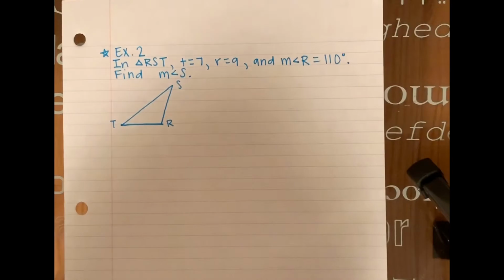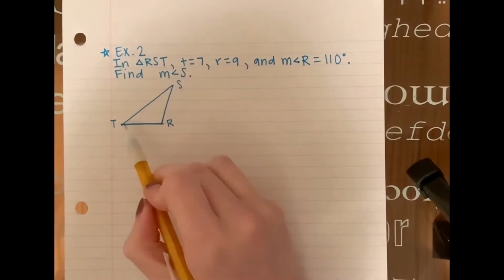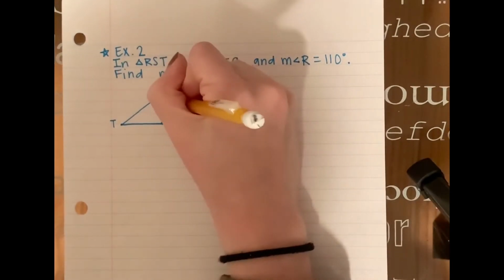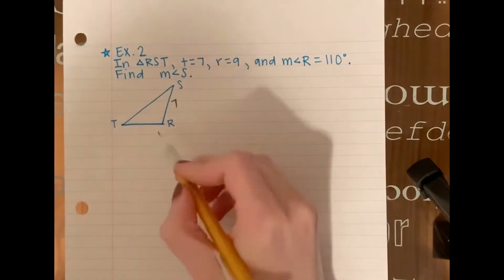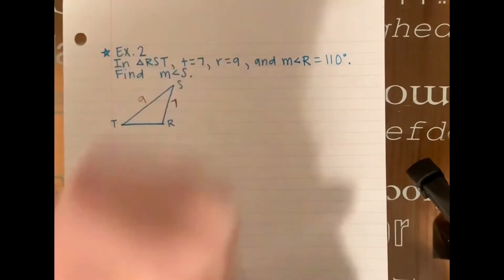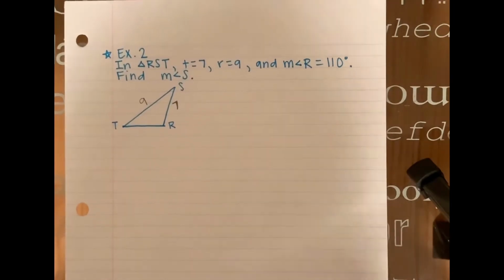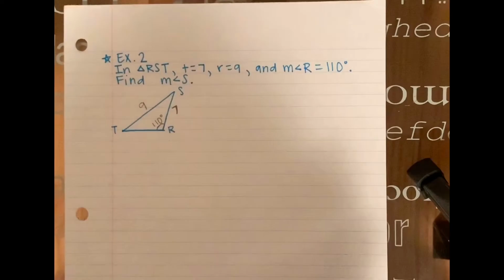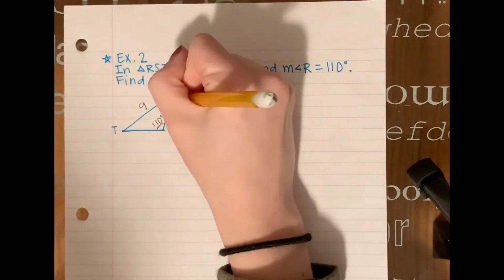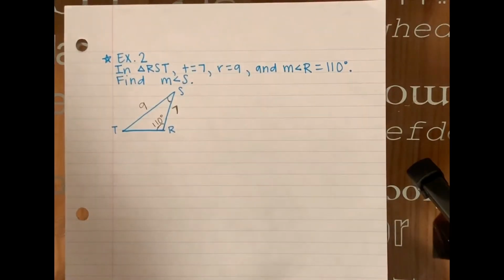Example 2 says, in triangle RST, T equals 7, so that means lowercase t means the side across from angle T. So we know lowercase t, side T equals 7. R equals 9, so that's across from big R. And the measure of angle R equals 110 degrees. Find the measure of angle S. So we're looking for this angle right there.